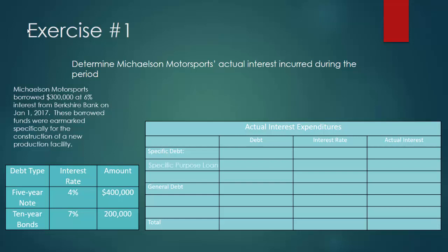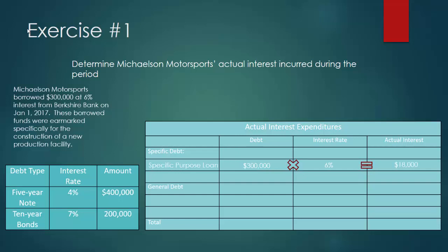Start with our specific debt, which is that specific purpose loan. It has a face value of $300,000. The interest rate was 6%. They took it out on January 1st, which means it accrued interest for the whole entire year. So by the end of the year, that would have been $18,000 in interest.